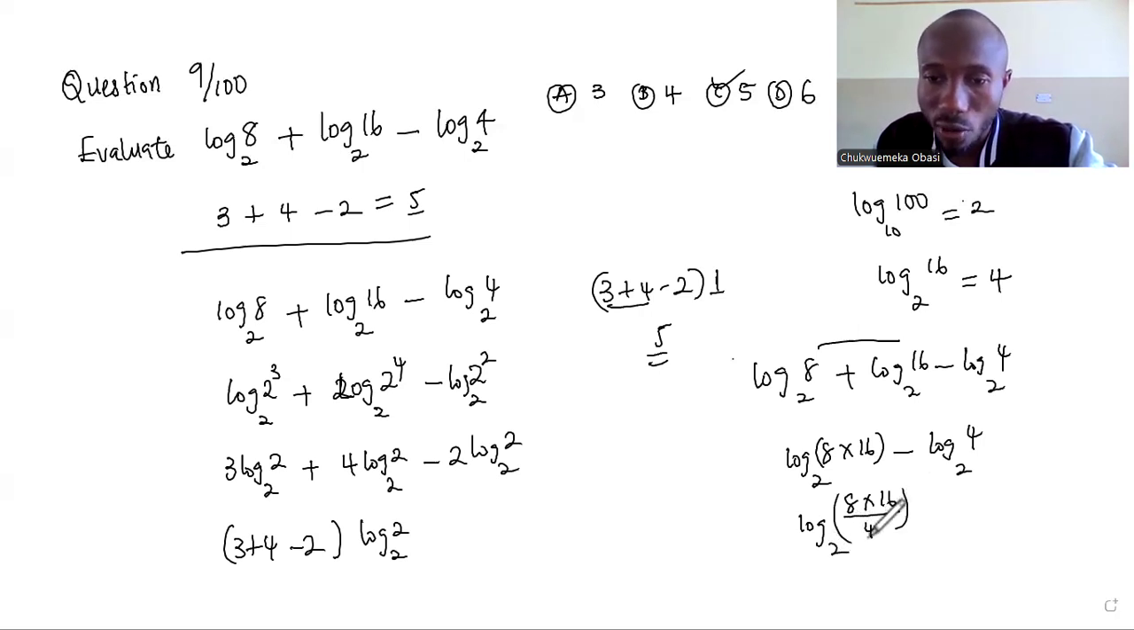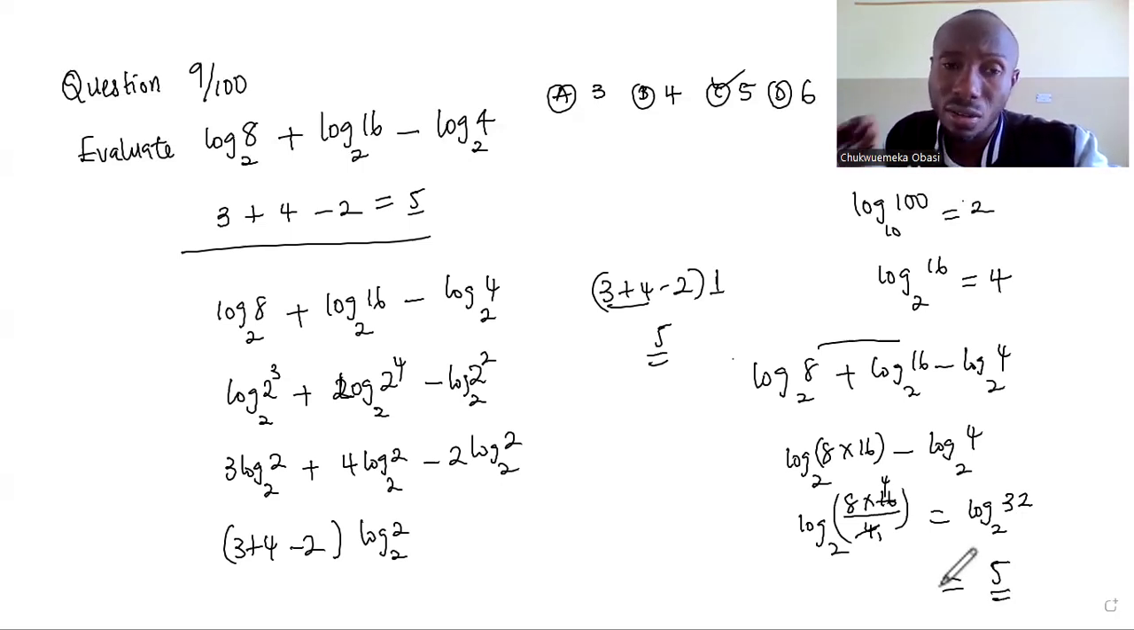Perfect. Now, 4 can divide 16. That is 4. So 8 times 4 is 32. So what do we now have finally? We have log 32 base 2. And this is where I ask you, 2 raised to power what will give us 32? That is 5. So the answer is going to be 5. So there are various ways you can solve this problem and arrive at the answer 5. Any of them that is very easy for you to flow with, just go ahead and use that method.